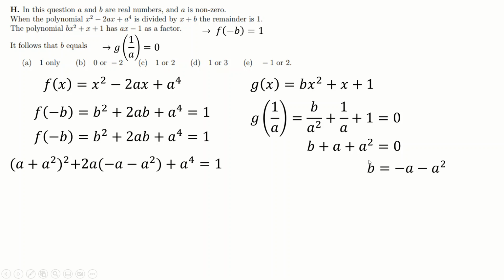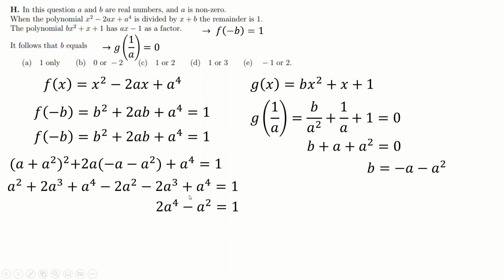Now I'm just going to be really lazy here. Squaring minus a squared is the same as squaring a plus a squared, because squaring the negative is equal to squaring the positive of the same thing. So I'm not going to mess around with the negatives there. Expand all that out, tidy it up.